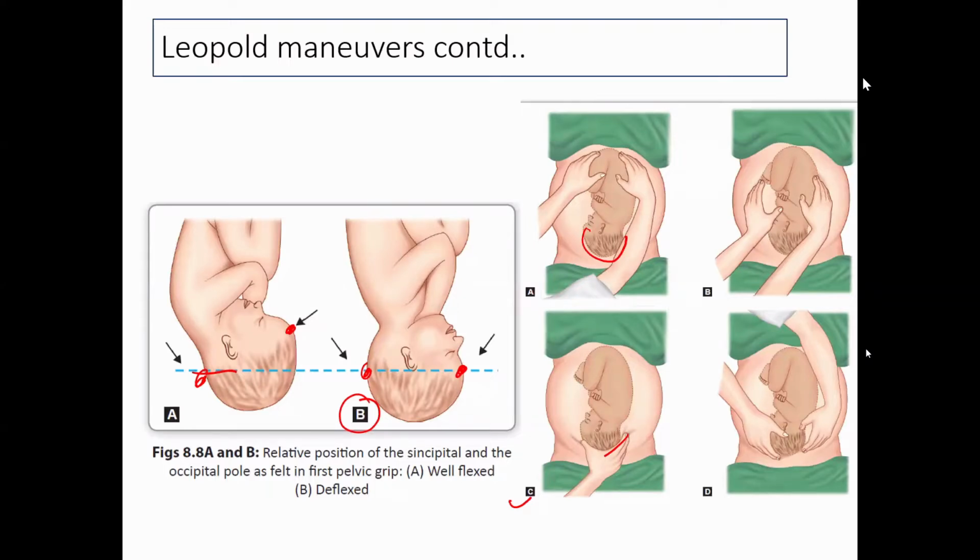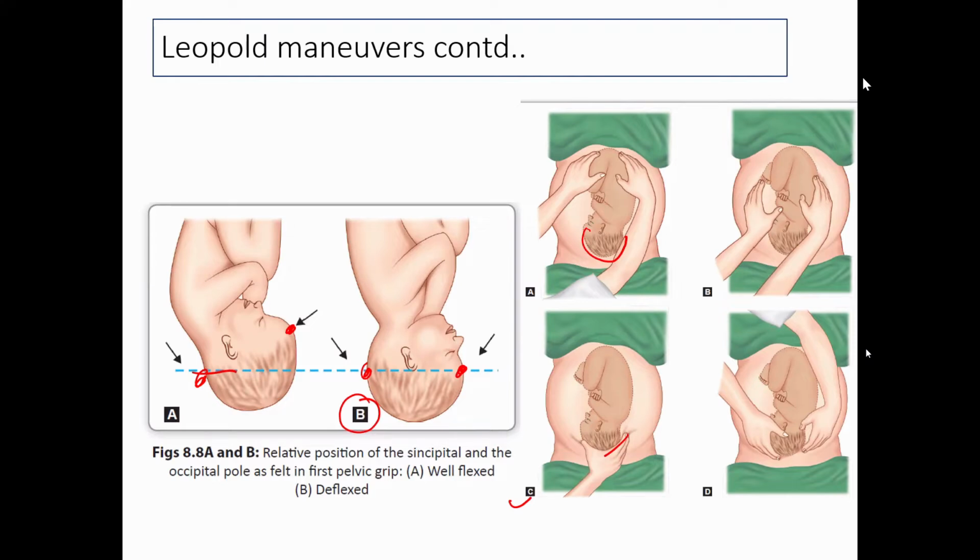When we grab, what is the relative position of the occiput and the sinciput? Accordingly, we can have an idea of the fetal attitude. And with the help of the fourth maneuver, if the head is engaged, our hands will diverge, and if it's not engaged, our hands will converge. So we can know about engagement as well. So: lie, presentation, engagement and attitude.